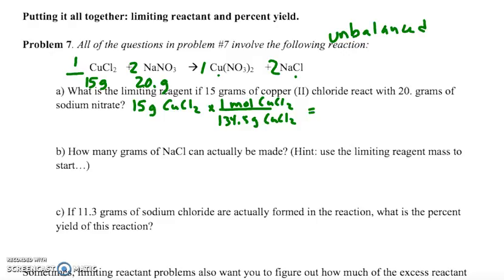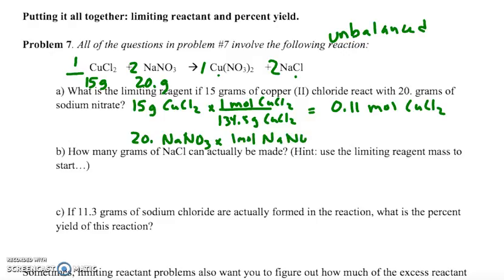So when we do this math, we get 0.11 moles of CuCl2. All right, now we're going to do it for the 20 grams of sodium nitrate. 1 mole of sodium nitrate has a molar mass of 85.0 grams of NaNO3. And so here we come out to 0.24 moles of NaNO3.